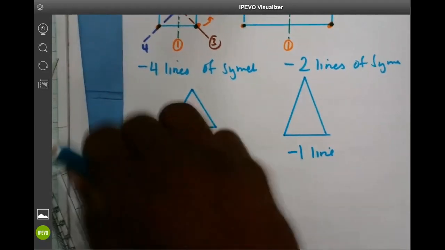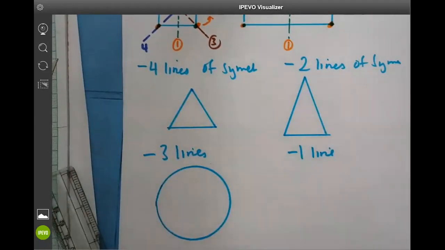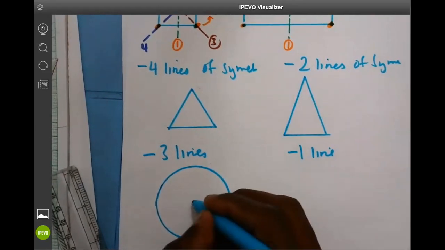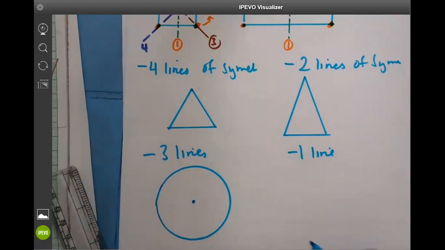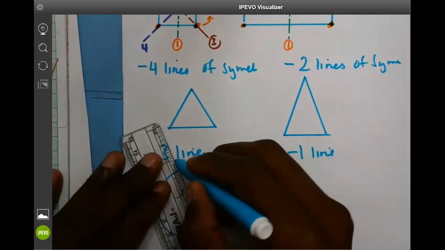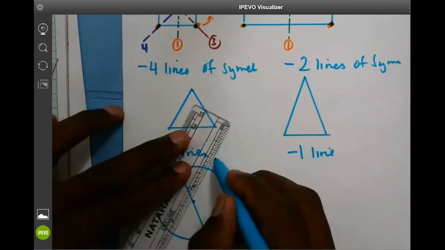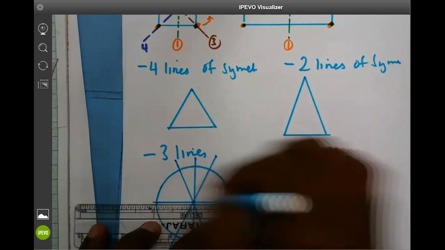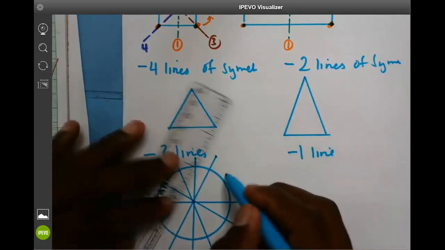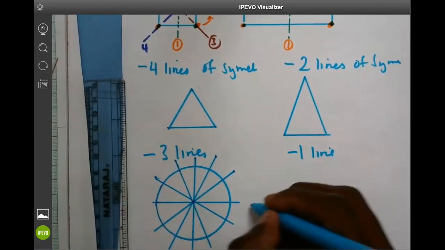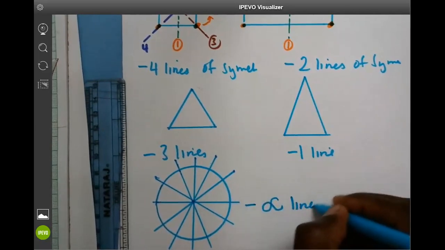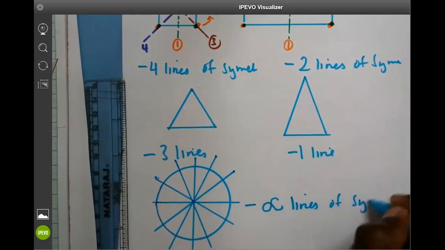We have one last one, which is known as a circle. A circle has so many lines of symmetry, if all of them are passing through the center. Let me just draw quickly. See, like that. All this could be possible as long as all of them are passing through the center. Hence, we say it has infinity lines of symmetry.